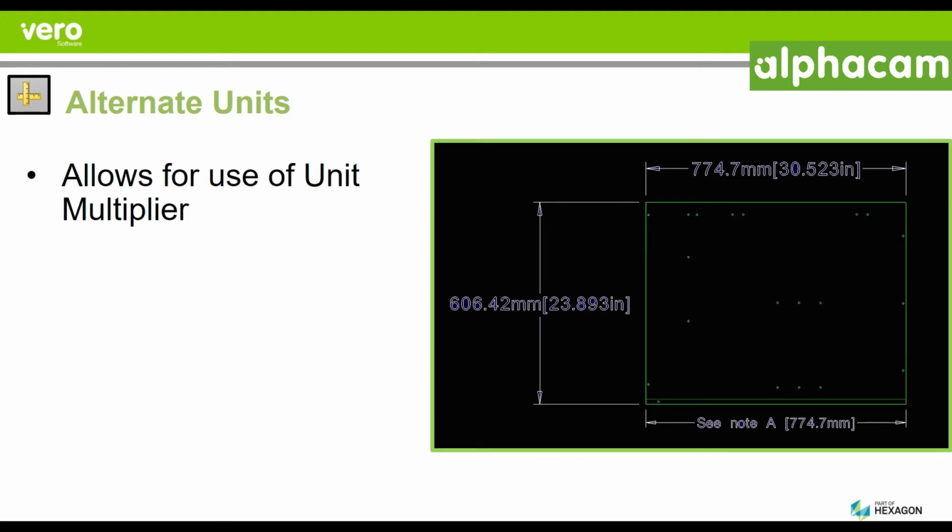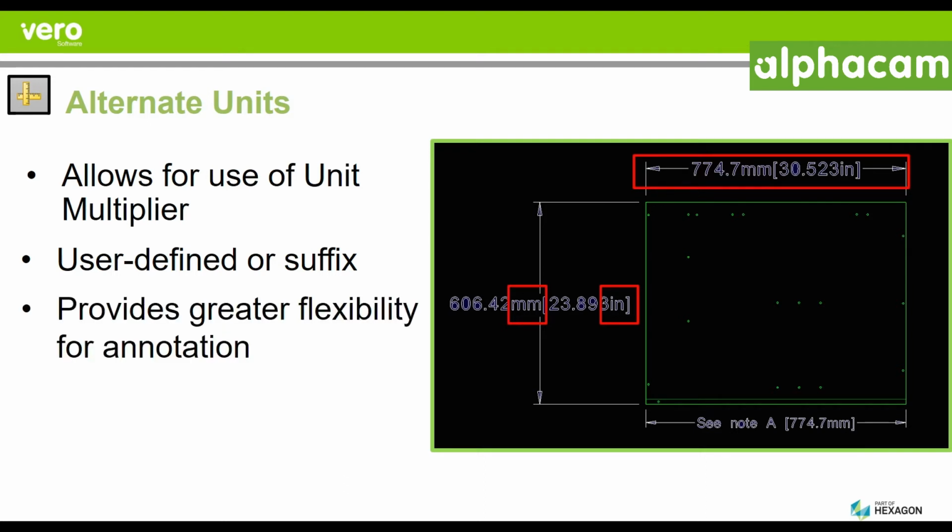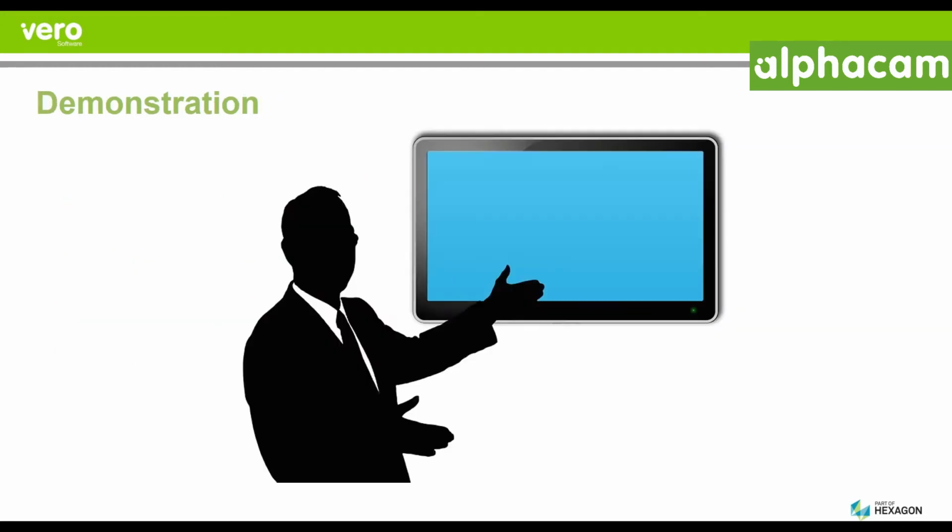We've done this, of course, to allow the unit multiplier to give you that flexibility, which we can see up here. We've also given you the ability to have user-defined suffixes for both the primary and the secondary units, or the alternate units. And you'll see that now the manual notes have greater flexibility, allowing you to create individual notes. So let's look at a demo.